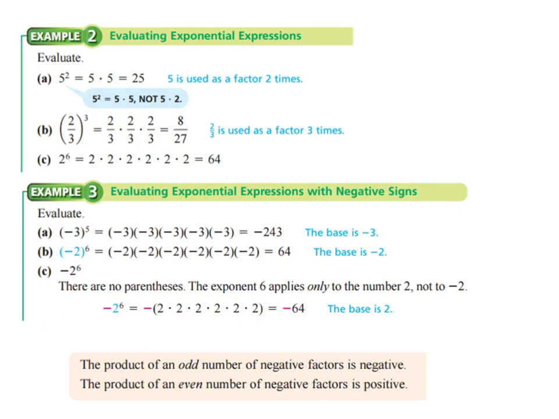And then at the bottom, just a little summary there: the product of an odd number of negative factors is negative, and the product of an even number of negative factors is positive.